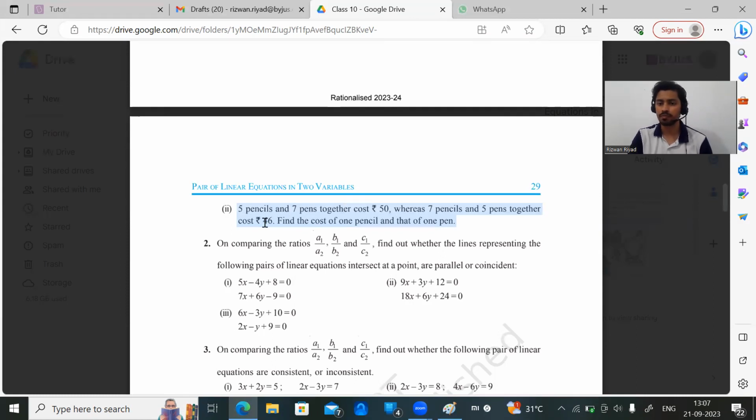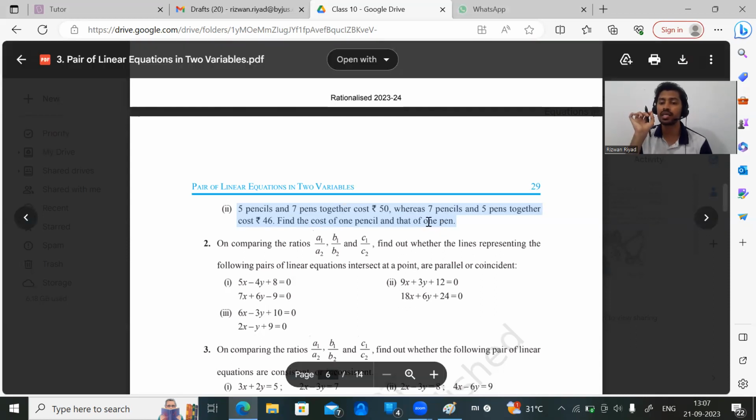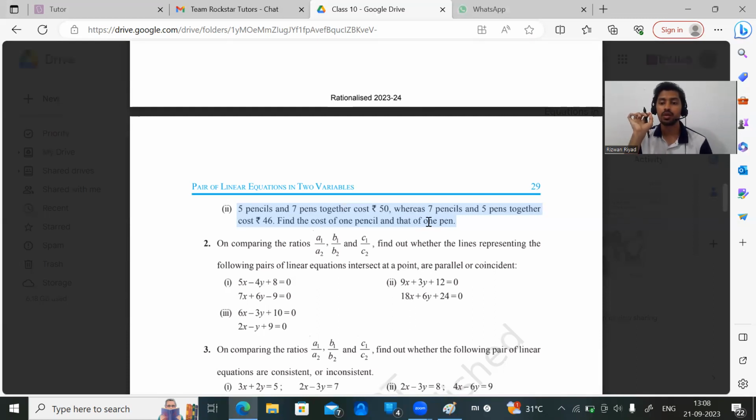So what is the first step? Take the variables. You can take x and y. What we need to find is the cost of one pencil and the cost of one pen. That is the question. So you have to take those as x and y. What is x? Cost of one pencil. What is y? Cost of one pen. Then with the help of that, you can apply these situations and you will find two equations.